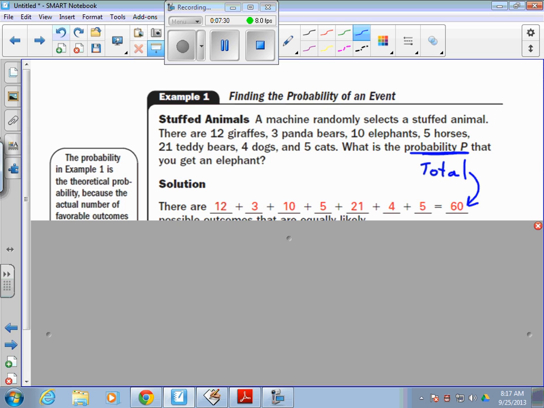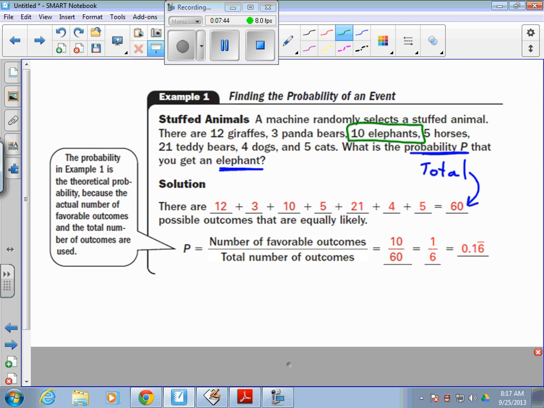The question says, what is the probability you get an elephant? Therefore, we know that the favorable outcome is 10 elephants, and we know the total now is 60. So 10 over 60, favorable over total. 10 over 60 simplifies to 1 over 6, which is 0.16 repeating. When you're writing a probability, this step right here is not necessary. That just makes a percentage. When you're talking about probabilities, this is just as good: 1/6 or 1 to 6.